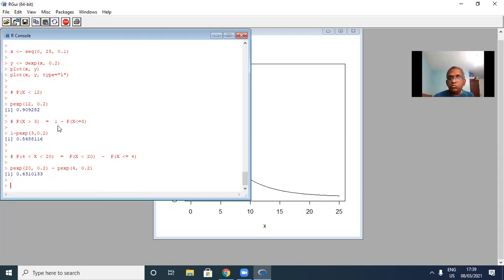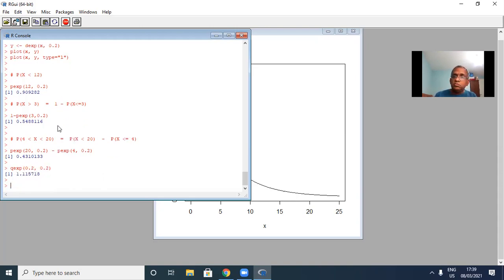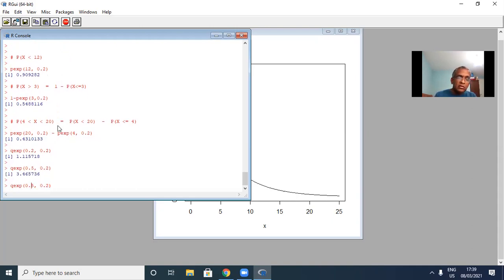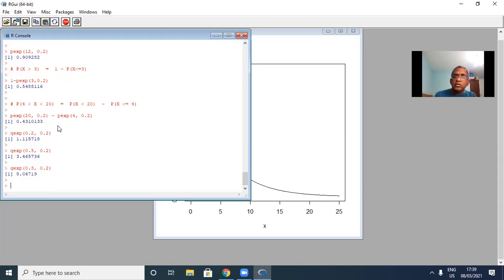Right? That's part one of question 3. Part 2 is asking you to find the 20th, 50th, and the 80th percentiles. So you use the command qexp. To find the 20th, you put 0.2 with parameter 0.2. So this is the 20th percentile, and this is the 50th percentile, and this is the 80th percentile of an exponential distribution with parameter 0.2.